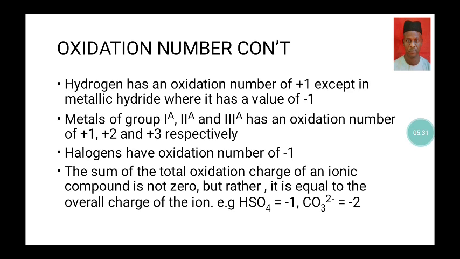The sum of the total oxidation number of an ionic compound is not 0, but rather it is equal to the overall charge of the ion. For example, here in HSO4, it is -1. In carbonate, 2 negative, it is -2.